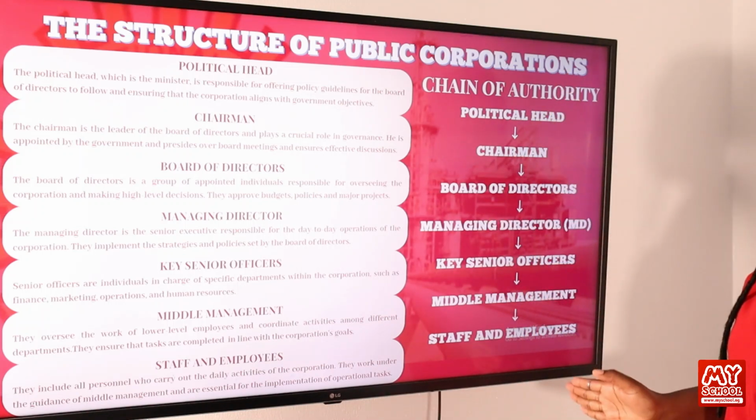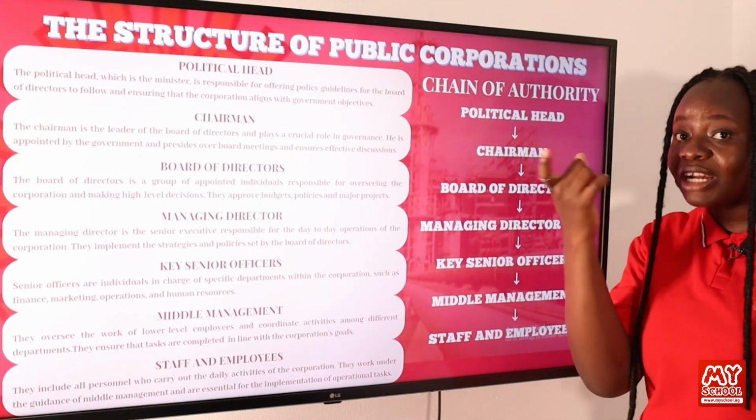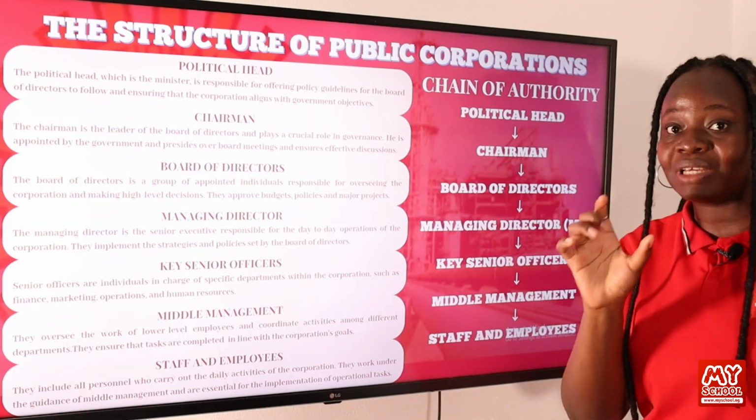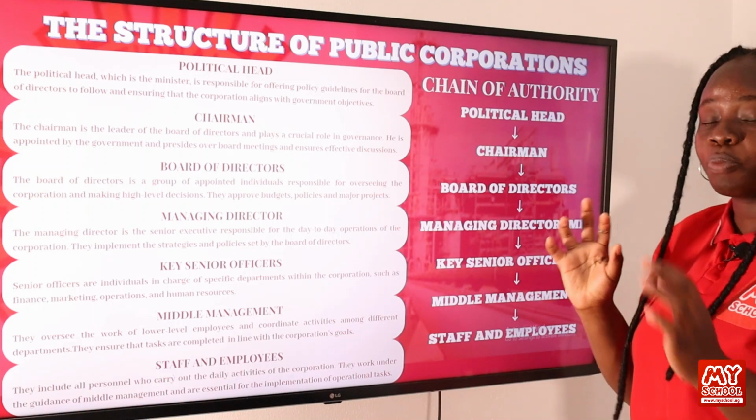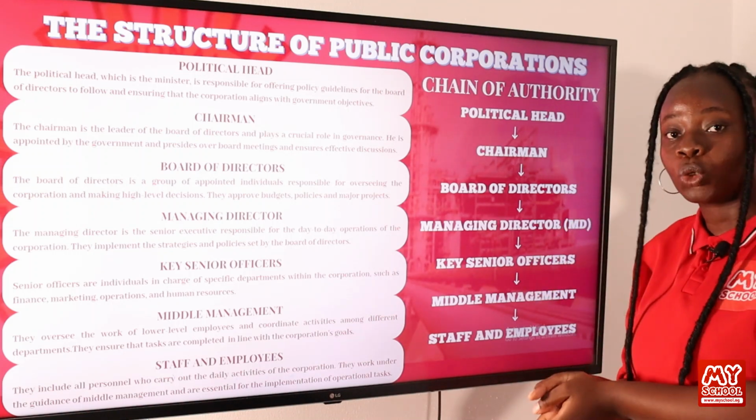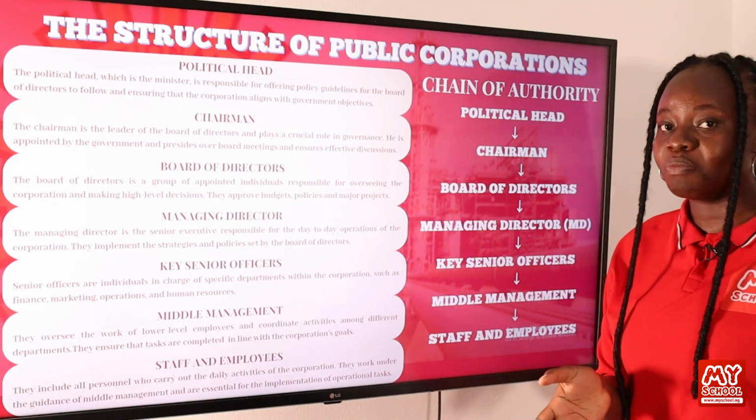So this is the chain of authority. It begins with the political head. Remember, the political head is not responsible for making important decisions. They just make the corporation aware of the policies that are meant to be followed by the corporation, the policy of the government in power.